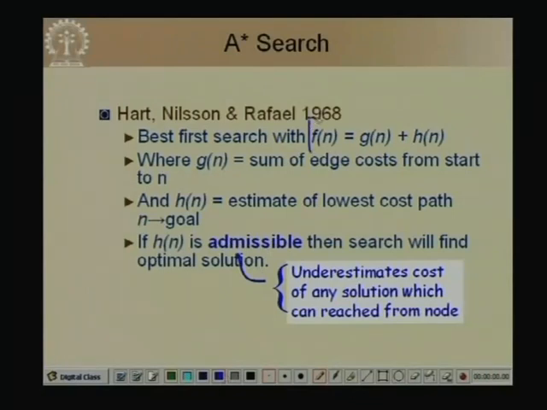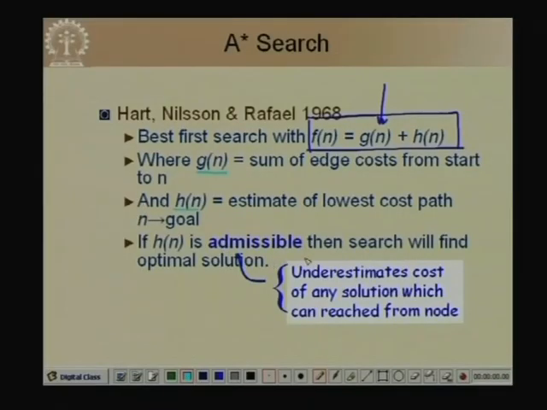Next, we will come to A star search, which uses a slightly more sophisticated heuristic function. In best first search, F(n) is taken to be equal to G(n) plus H(n). We have seen that G(n) is the cost to get to the node from the start state, and H(n) is an estimate to get from the node n to the goal state. That is, G(n) is the sum of the edge costs from start to n, and H(n) is an estimate of the lowest cost path from n to goal.